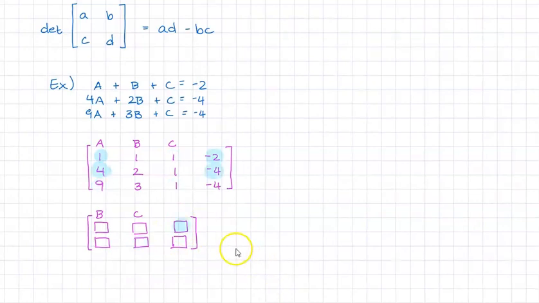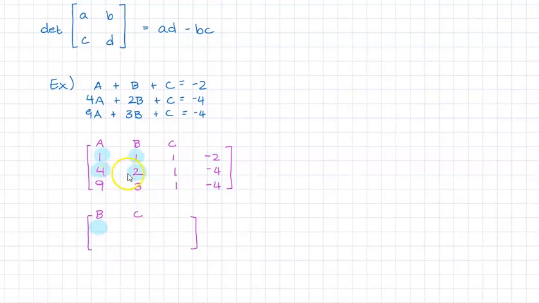Again, we're going to start in the first two rows. So it's 1 times negative 4 minus negative 2 times 4, and that would go here. Then we do the determinant with these four again: 1 times negative 4 minus negative 2 times 9, and that's what goes there. So that's the process. Now I'm going to go back and actually fill in the numbers.